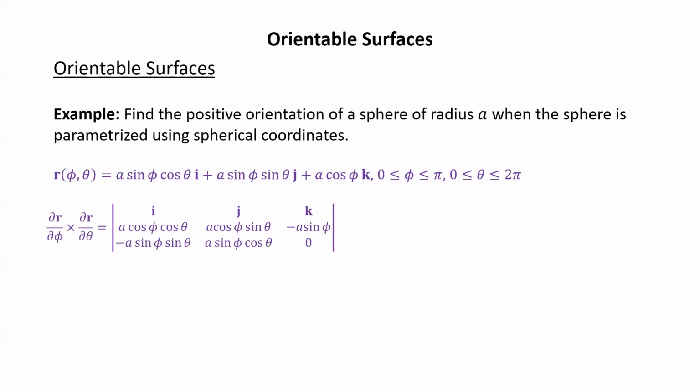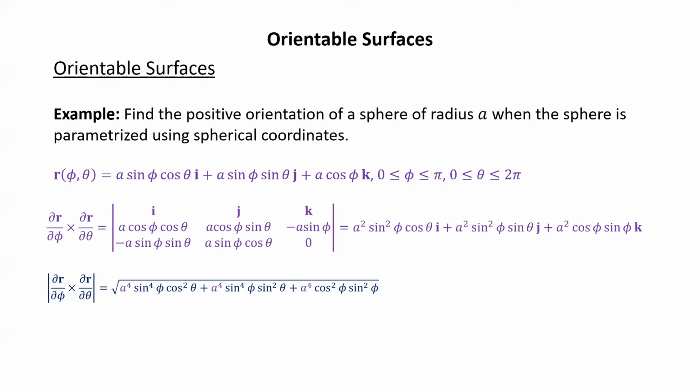We take the cross product of the partial derivatives. We've done this computation many times before, and we see that we get a squared sine squared phi cosine theta i plus a squared sine squared phi sine theta j plus a squared cosine phi sine phi k. We then take the length of this cross product. Again, we've done this many times, so I will just mention that the final answer is a squared sine phi.